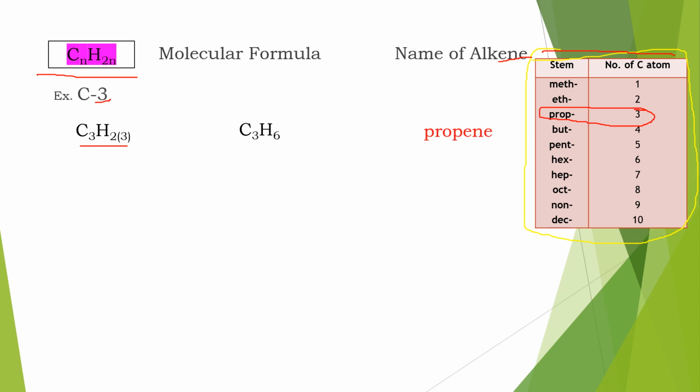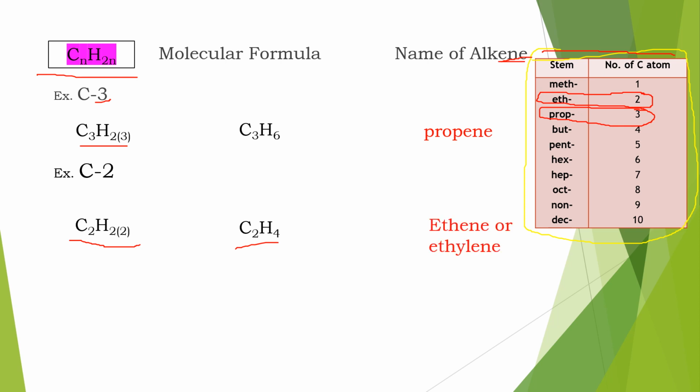Next, another example here. So we have carbon 2, substitution of the given value of carbon, we have C2, H2 times 2. So the molecular formula will be C2H4. So nasaan po yung carbon number 2 right here? Ano po yung stem? The stem is eth. So idadagdag po yung ene ng alkene. So what is then the name? Okay, so the name is ethene or ethylene right here.